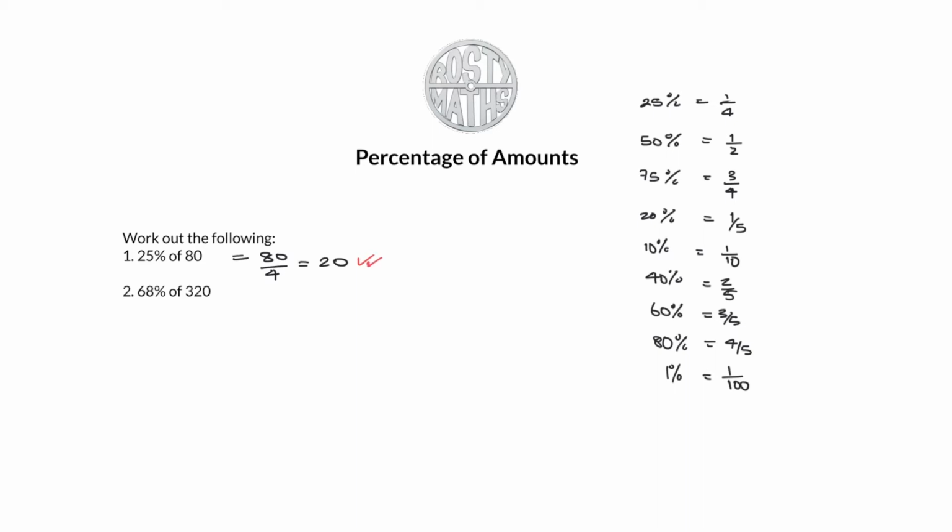If you want to do it a much longer way, you can try using a calculator as well. Another way you can do this is 80 multiplied by 0.25. And that's because 0.25 is the same as 25%. So you can try that in a calculator if it's a bit more challenging for you. Let's go on to the next question to finish off this video.